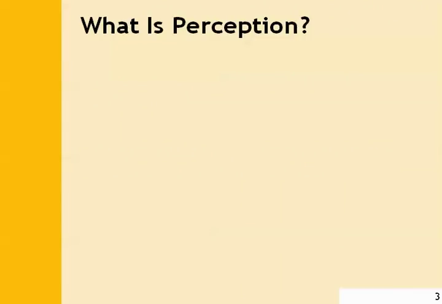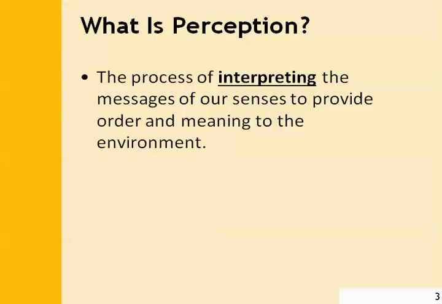So let's see what perception really is. Perception is the process of interpreting the messages of our senses to provide order and meaning to the environment. I hope you notice here that the word interpreting is underlined and is written in bold. Why is that? This is because the word interpreting is the key word to understanding what perception really is.